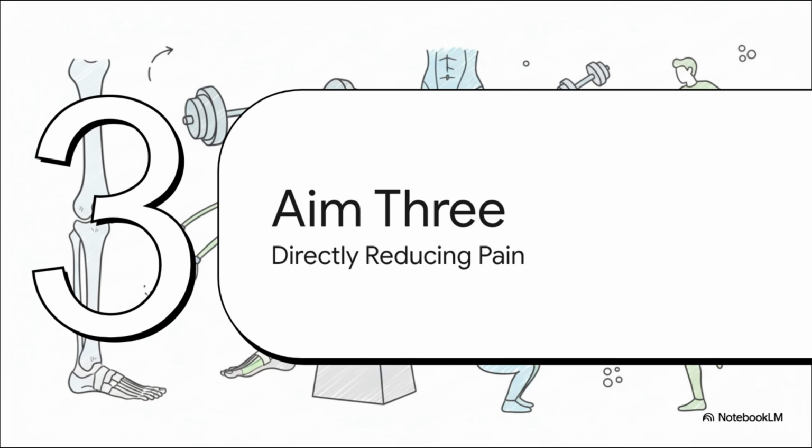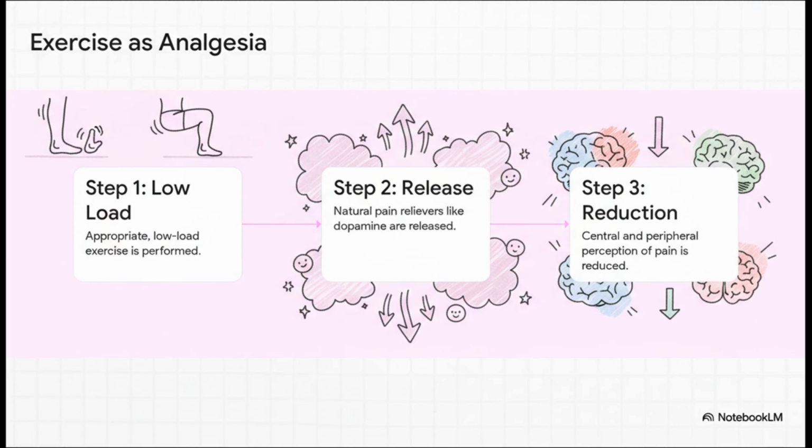So for our third therapeutic aim, we're using exercise specifically for its pain-relieving or analgesic effect. The primary goal of the movement here isn't strength, it's not even tolerance, it's just immediate pain reduction. And the way this works is pretty cool, actually. The right kind of low-load exercise can trigger the release of our body's own natural pain relievers. And this doesn't just work locally. It helps dial down the perception of pain both at the injury site and within the central nervous system.